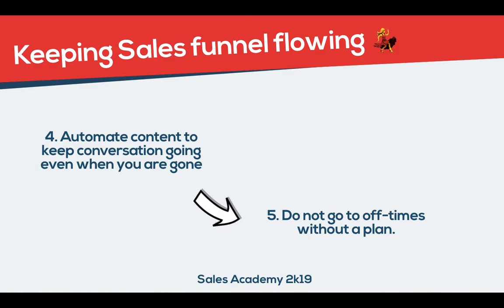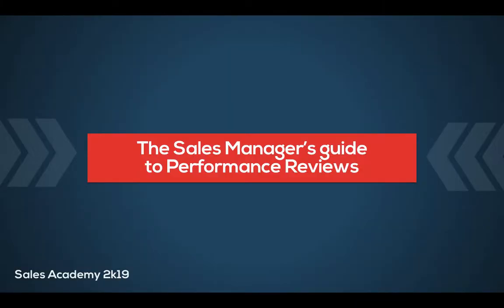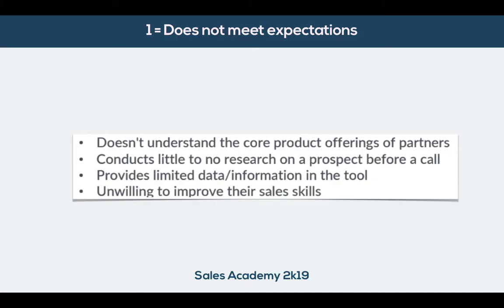Step number four, automate content to keep conversation going even when you are gone. There are multiple emailing platforms and systems right now, which can help you to automate the emails you want to be sending out, for example, for your sales process. And step number five, do not go off-grid without a plan. As team leader, it's your responsibility to make sure that operations keep running even if it's a holiday or a conference period.